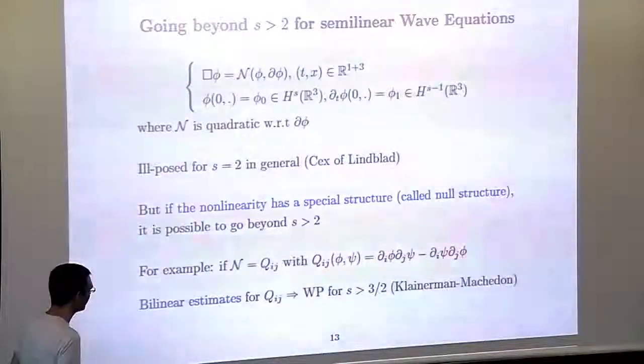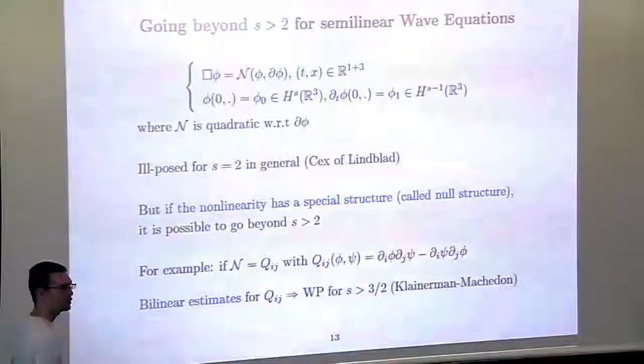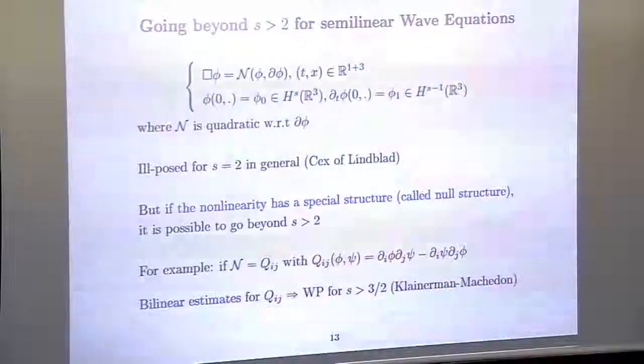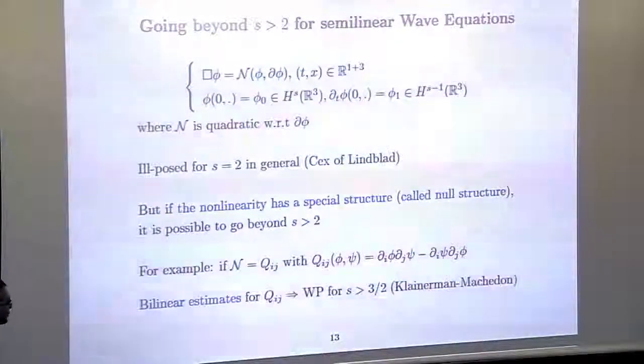So it's Q_ij of phi, psi. It's supposed to be quadratic in first order derivatives. So Q_ij of phi, psi is d_i phi d_j psi minus d_i psi d_j phi. There are other types of null forms. Of course, notice that this does not make sense for a scalar equation. For a scalar equation, it's automatically zero, so it's not very interesting. But we'll have to deal with systems, so for us it will be relevant. Anyway, that's the null form we'll see all the time in these lectures.